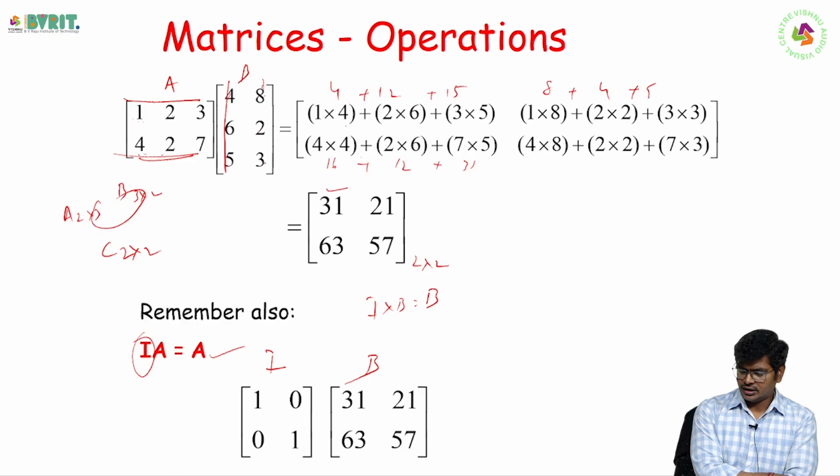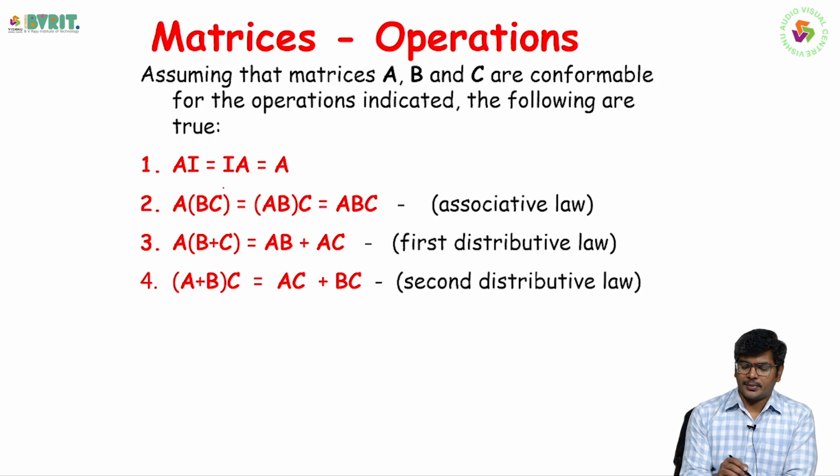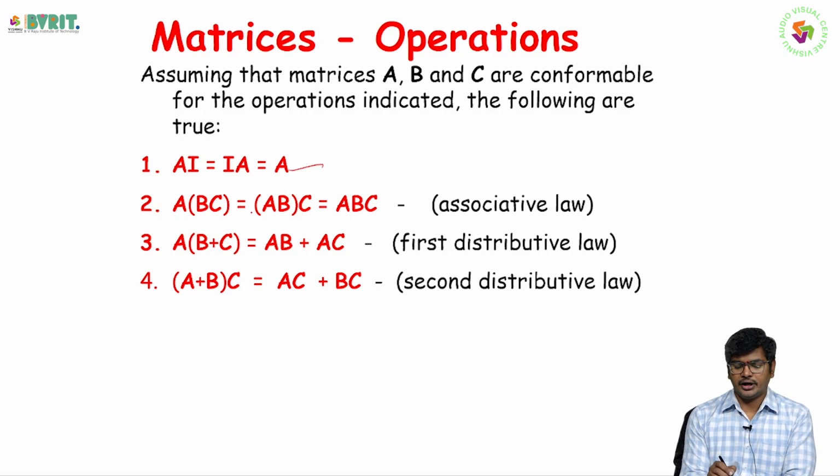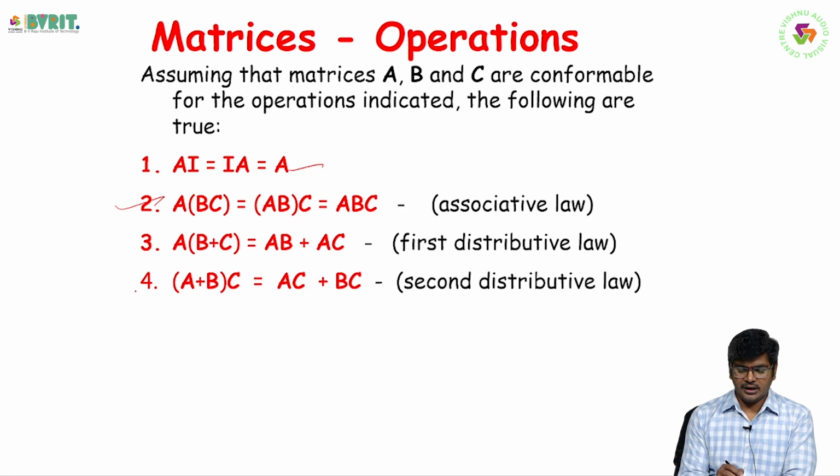We get 31, 21, 63, 57, the same matrix. And A into I is equal to I into A, that is called the identity property. A into B into C equals A into B into C, this property is called the associative property. And A into B plus C, this property is called the distributive property. And A plus B into C equals A into C plus B into C.